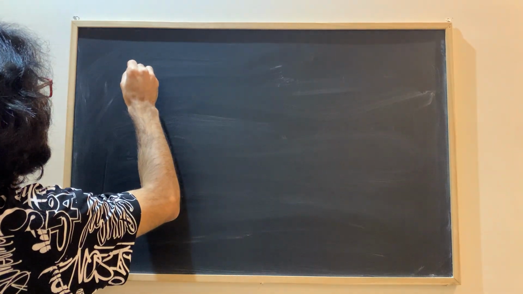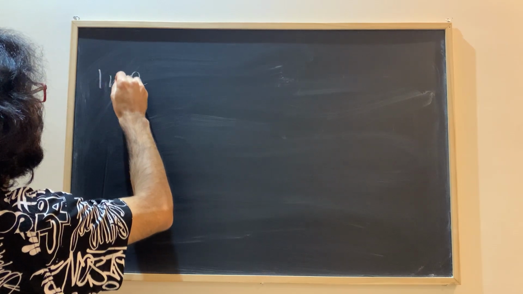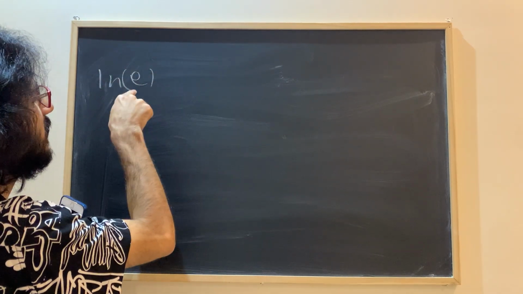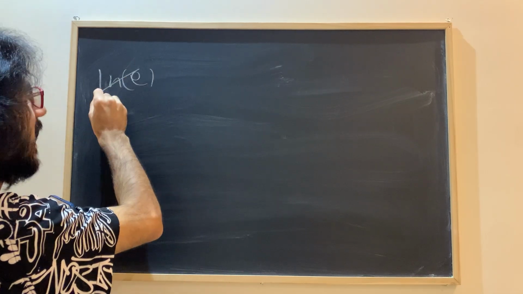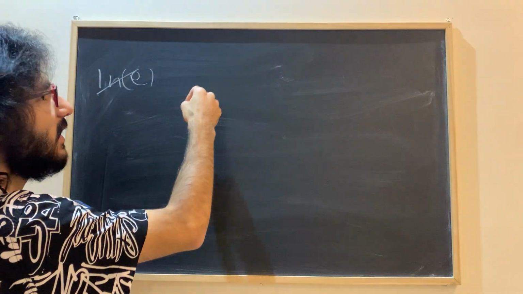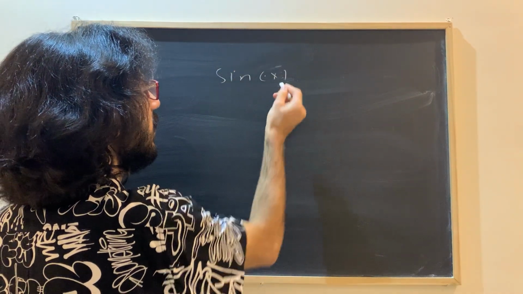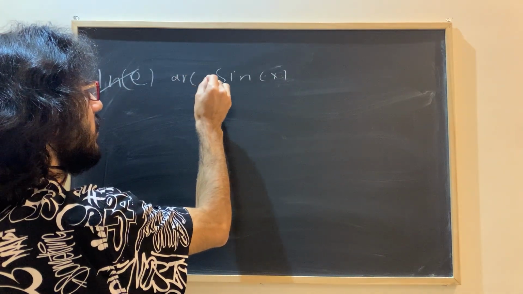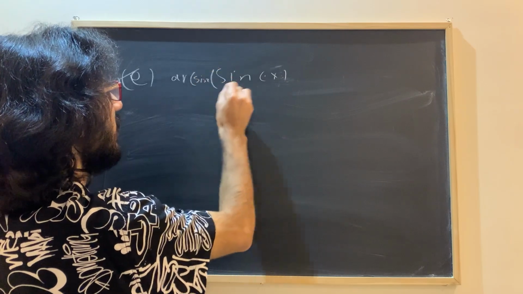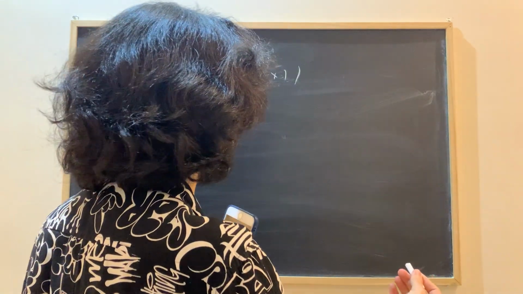So you know how if we have ln, the inverse of it is e. If we put ln of e, they would cancel out. Let's say we have sine of x, and we can take the inverse of it, which is arc sine, and both of these would cancel out. And the same thing would be here.